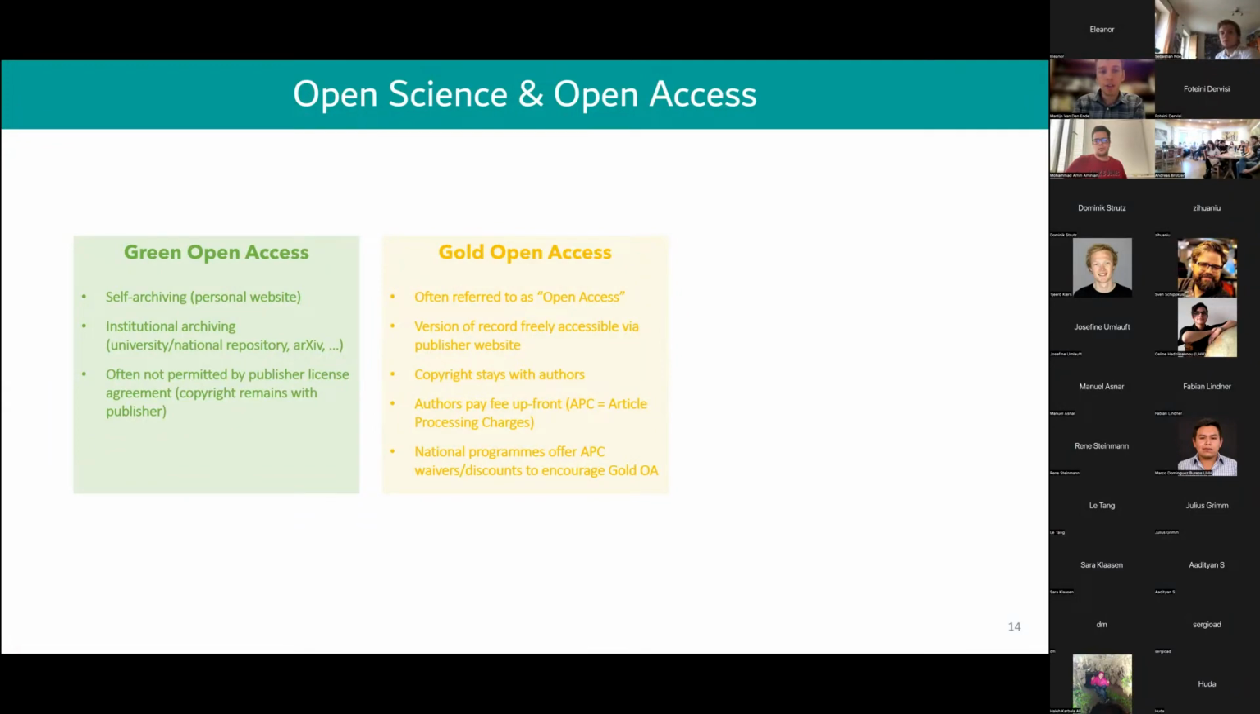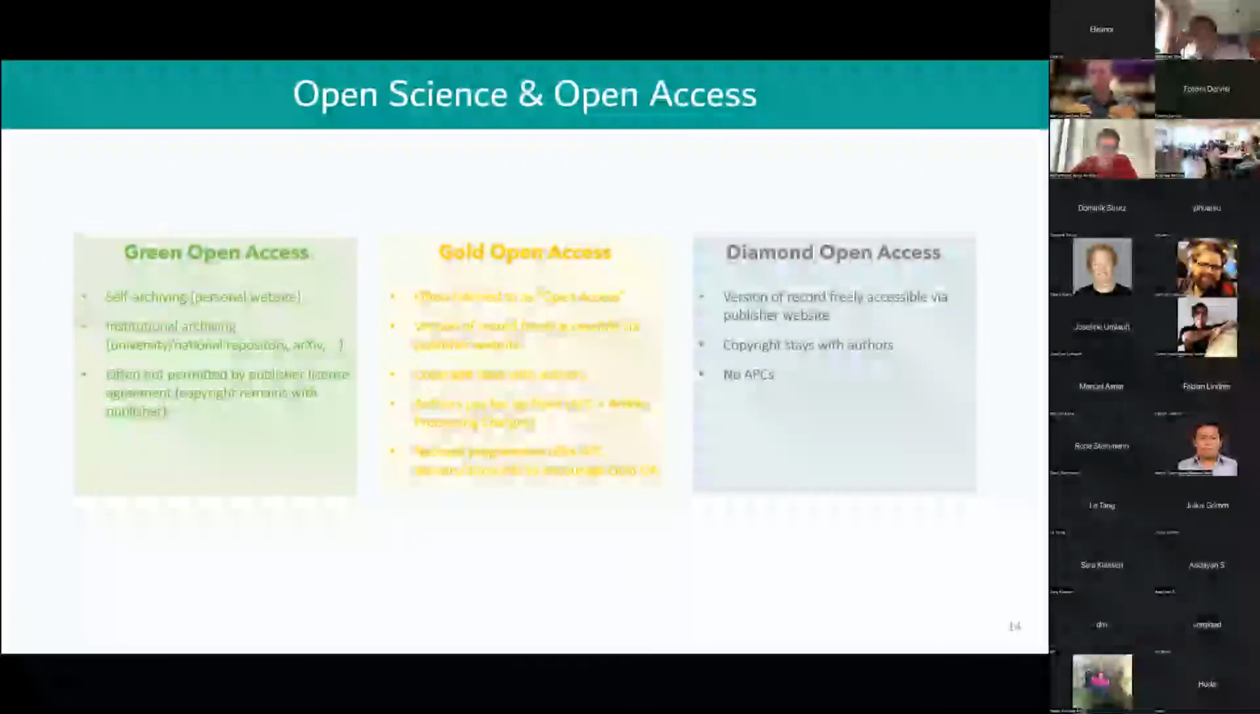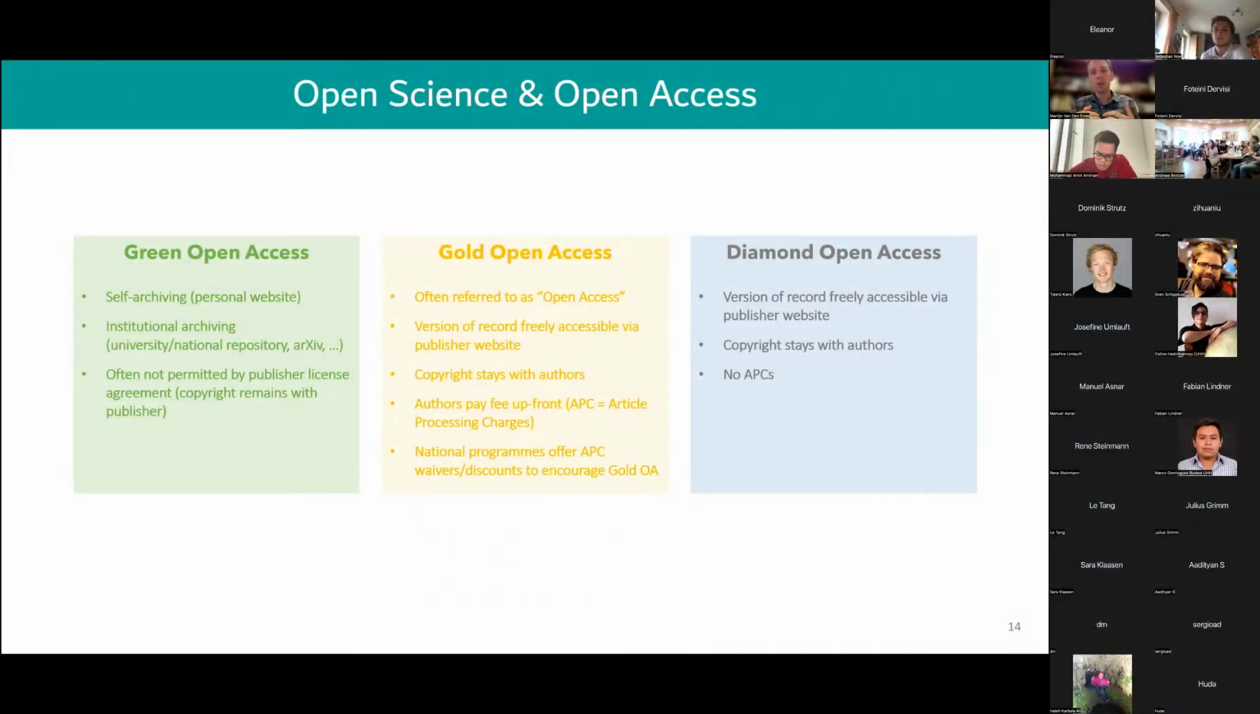Now, there is also a third version of open access publishing, and that's called Diamond Open Access. So Diamond Open Access kind of combines the best of both green and gold open access publishing by offering the version of record also via the publisher website, and it will be open to everyone. And also the copyright stays with the authors, but there are no article processing charges, meaning that a publication is free to read, but at the same time, for authors, it's free to publish as well, while still being peer-reviewed.